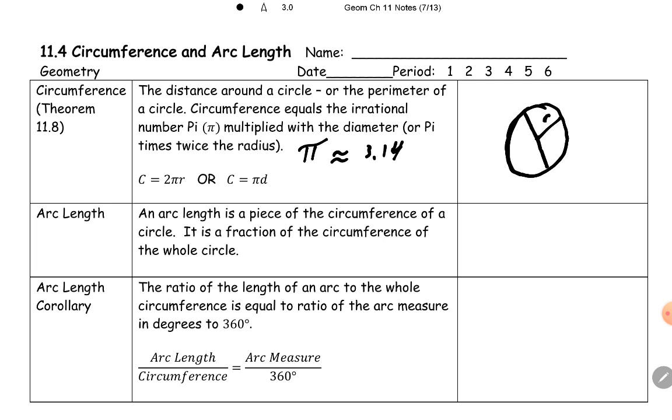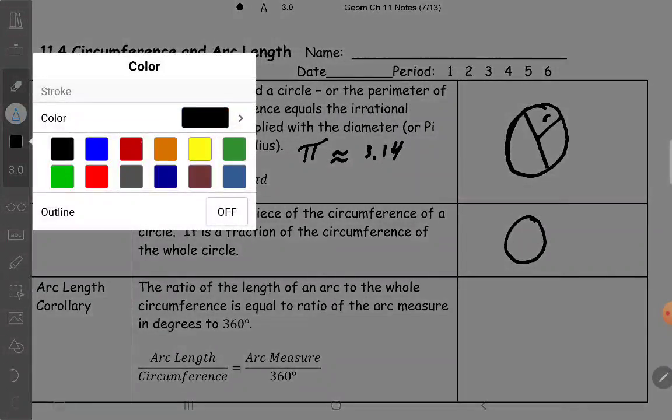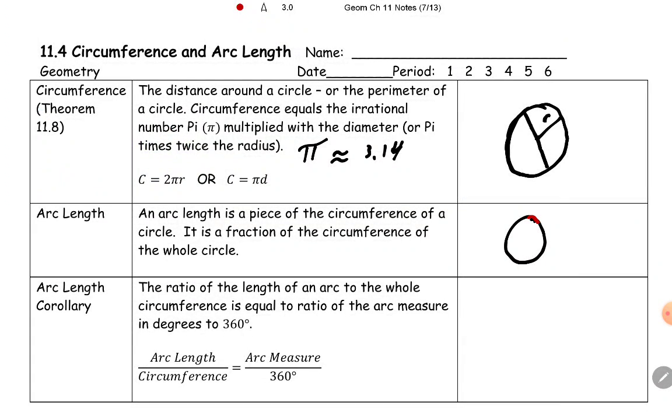So if we have the diameter, we can just multiply it by pi to get our circumference, or if we have the radius, times it by 2 and then times it by pi. Arc length is a piece of the circumference of a circle. It is a fraction of the circumference of the whole circle. So instead of the whole distance, it's just a piece.